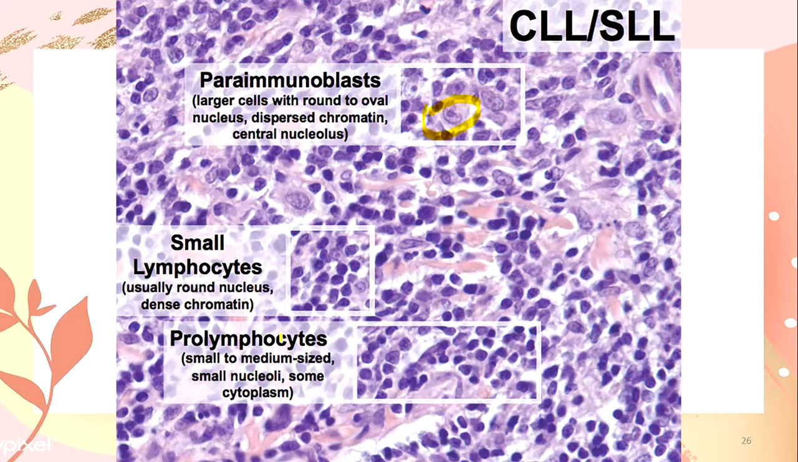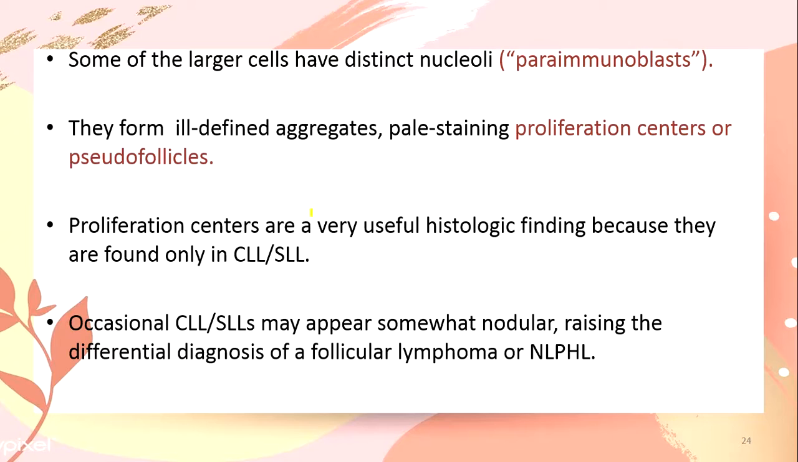However, the prolymphocytes are the medium sized cells and little amount of cytoplasm can be appreciated in them, and they have small nucleoli. The characteristic feature, histological finding in small lymphocytic lymphoma is the presence of proliferation centers, and they are also called pseudofollicles.